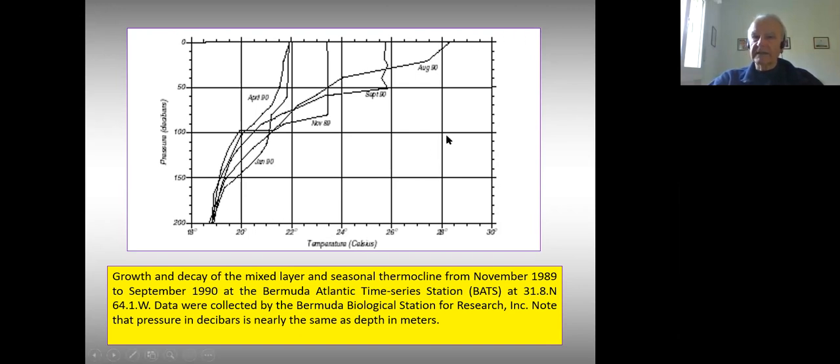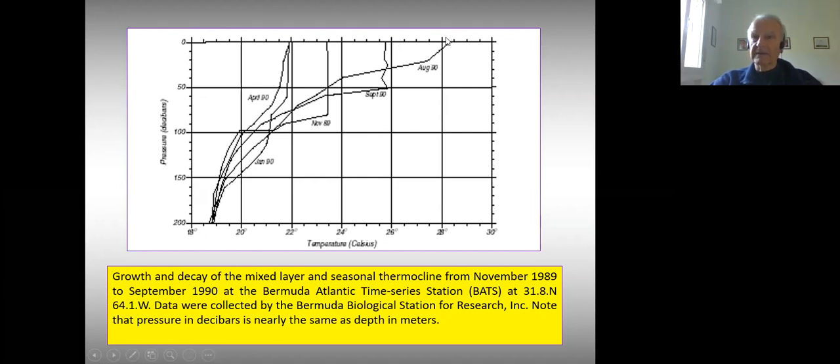Here is how the vertical distribution of temperature looks. Here is the scale. You can see the temperature goes from 18 to 30. This is a station, the Bermuda Atlantic Time Series station, in the Atlantic, and you can see for different seasons, or different parts of the year, how the vertical distribution of temperature looks. Let's look into more detail. For example, what's happening in August?